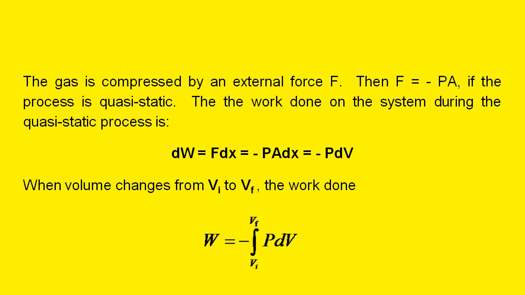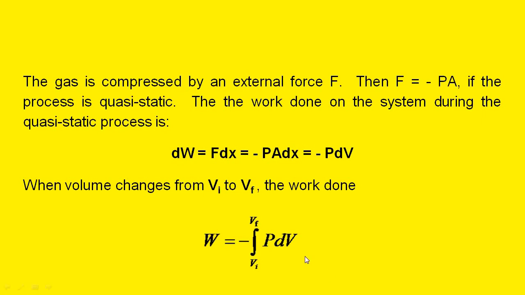And in compression, final volume is less than initial volume. So, final minus initial is a negative quantity. So, this dV will be a negative quantity. So, you have two negatives. That means minus PdV will be a positive quantity. That means work done on the system.